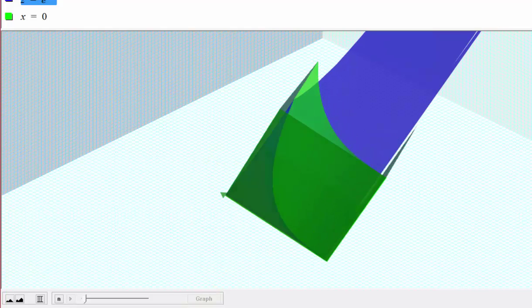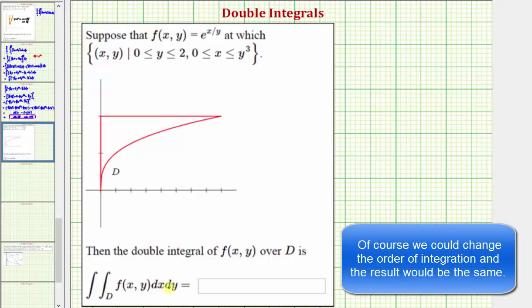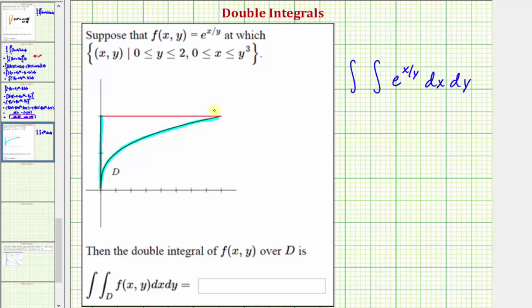So going back to our work, let's set up our double integral. Notice how they do tell us we need to integrate first with respect to x, then with respect to y. So we know the integrand function is e raised to the power of x divided by y. We'll first integrate with respect to x, then with respect to y. When we integrate with respect to x, we're integrating from left to right along the xy coordinate plane, which means we're going to start integrating here on the far left and stop integrating here along this curve.